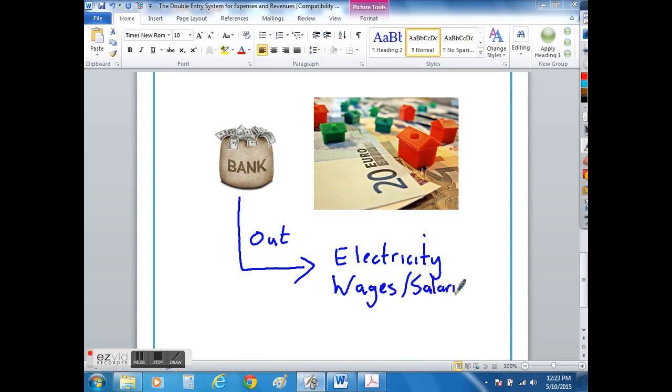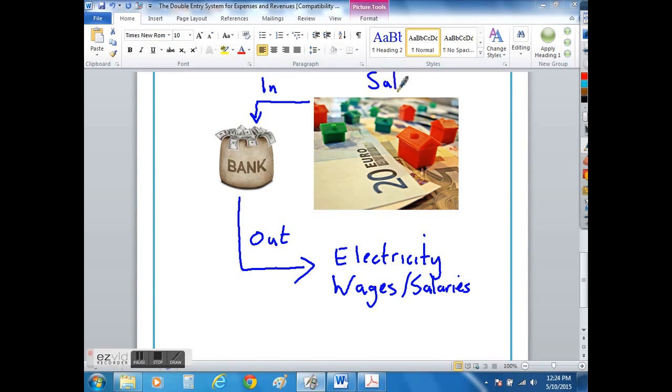Of course, with every payment that you make on a day-to-day basis to run your business, money is going to go out of your bank account and will go into the pockets, if you like, of the electricity company in this case, or your workers in the form of wages or salaries. We discussed in the previous tutorial how most of the money that a business will receive into the bank account comes from sales.